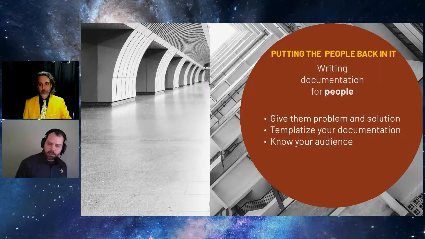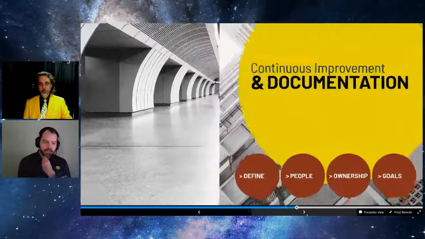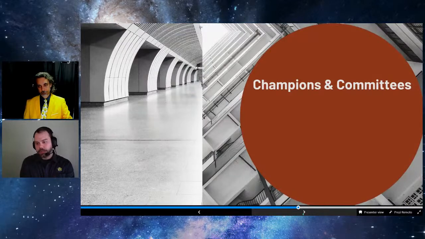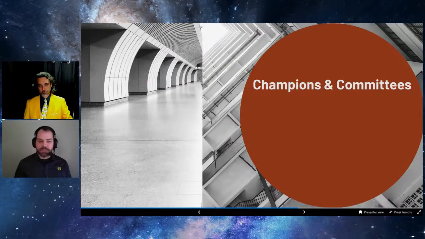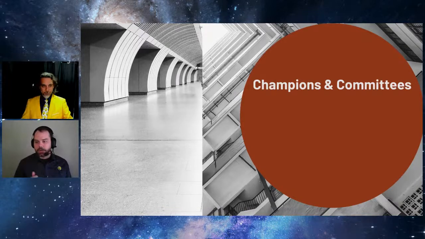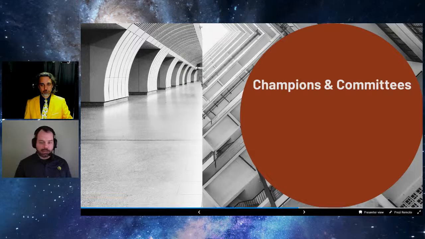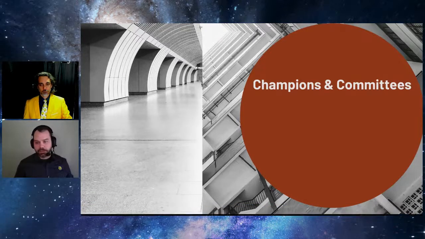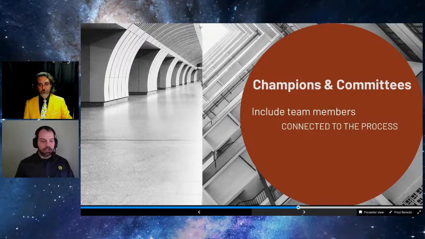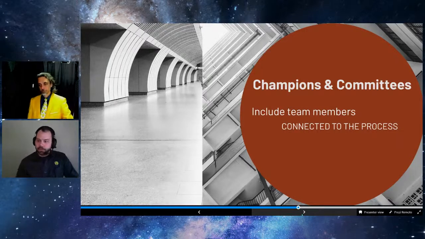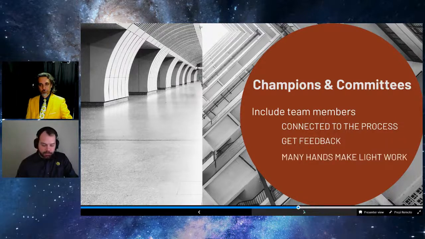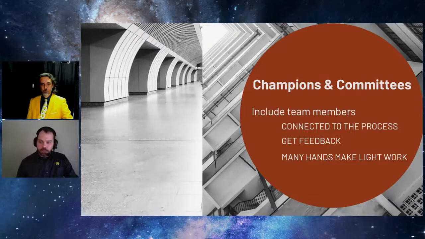Our next one is champions and committees. What we wanted to do is create a culture of documentation. We always want to be referring back to a process and saying, this is how we do this. So we want to document our repeatable processes, internal standards, and our technical stack, to make it easier for everybody to find things. They know where it's stored, and you can keep referring back to it and improve it. It makes people feel connected to the process, and they feel empowered.